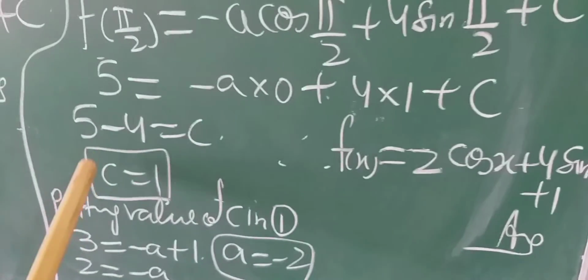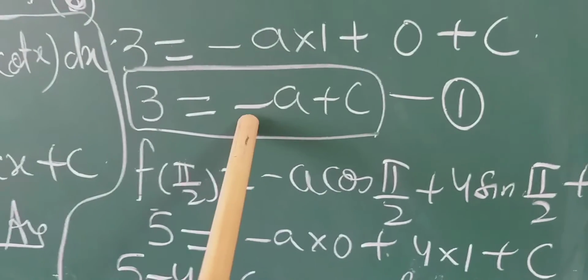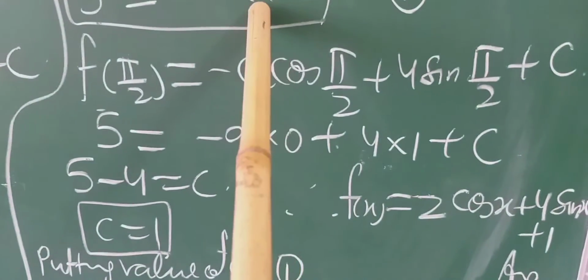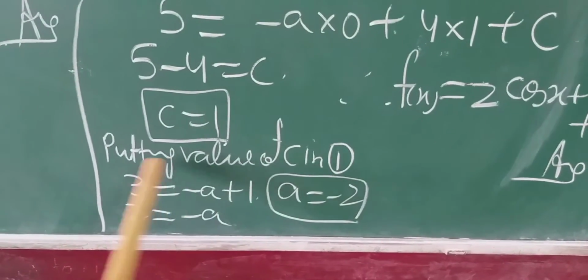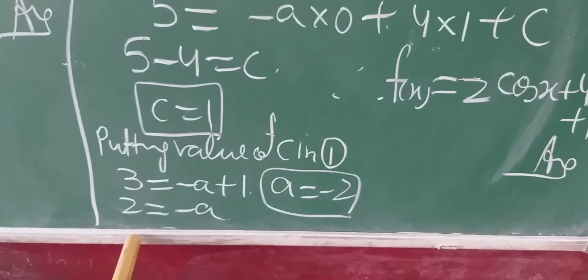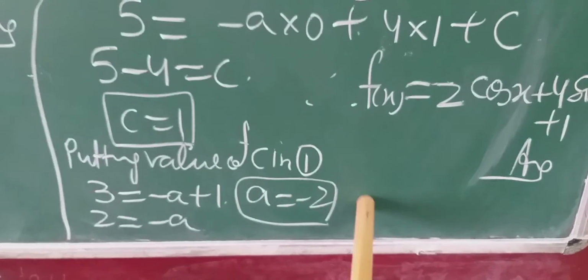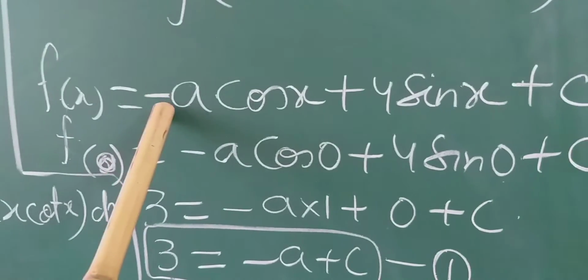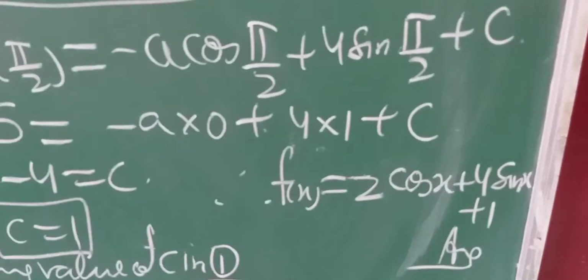We have got, student, the c value 1, and we can put it here to get the value of a. So it will become 3 equals minus a plus 1. So 1 will transfer to this side and become 2. 3 minus 1 equals minus a, so 2 equals minus a, so a equals minus 2. So we can put the a value minus 2 here. So it becomes plus 2 cos x plus 4 sin x, c value 1. So this is the function: 2 cos x plus 4 sin x plus 1. Okay friends.